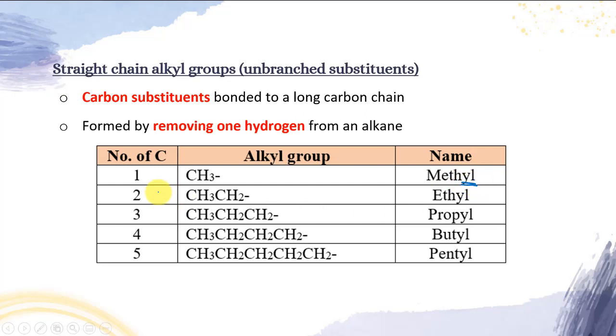If you have two carbons, the alkyl group substituent CH3CH2 connects to the main carbon chain, and it becomes ethyl. The original name is ethane, and after removing one hydrogen it becomes ethyl, ending with -yl. Whenever you see -yl, such as methyl, ethyl, propyl, butyl, pentyl, it means this is an alkyl group substituent. The next one is the branched alkyl group substituent. Branched substituents means that inside the substituent, there is another substituent.